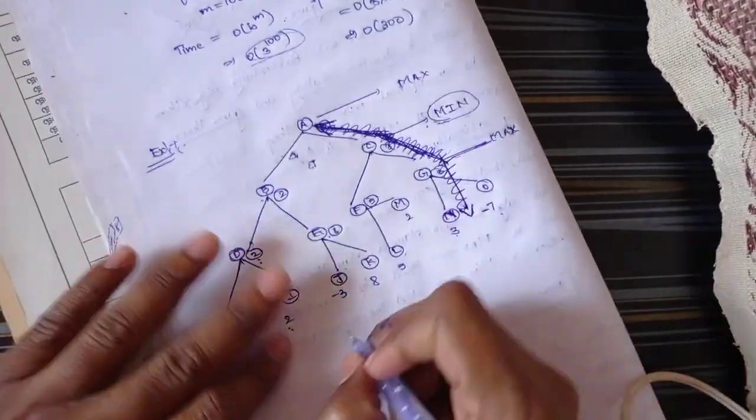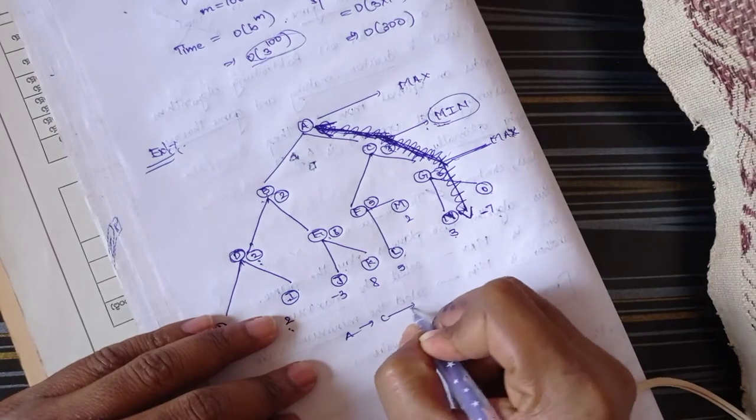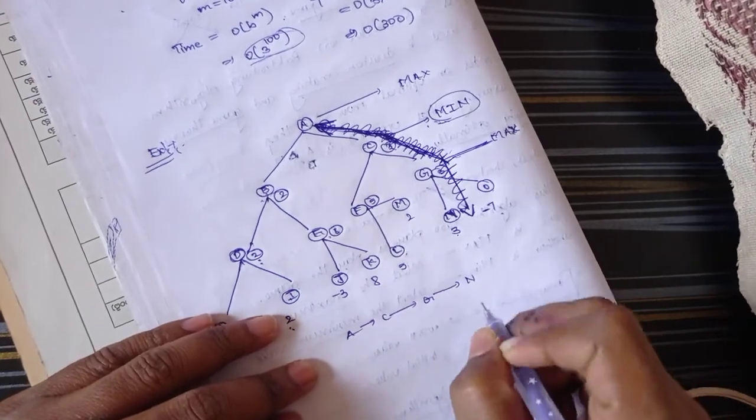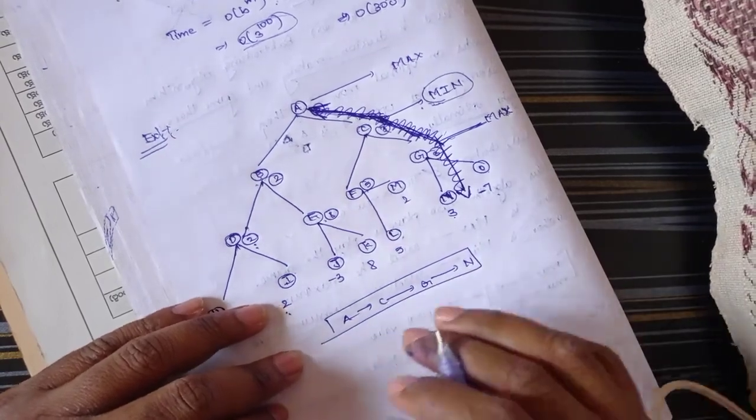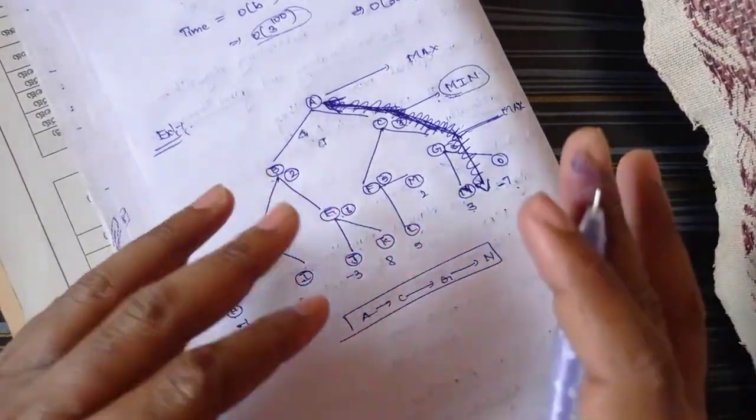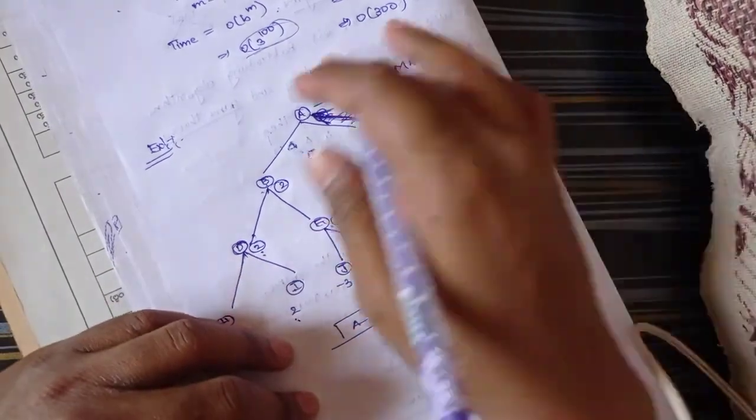So this is the path. So from A to C to G to N, we'll be having a path. This is our path where we will be finding the best solution to win in the game. That is what the min-max algorithm is.